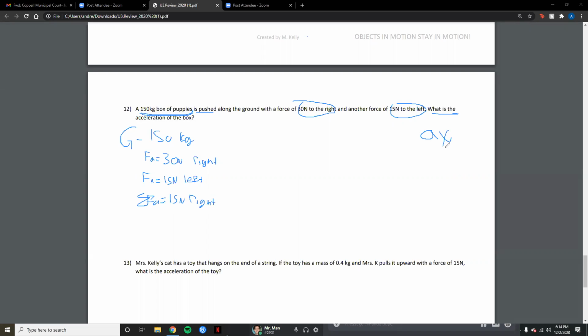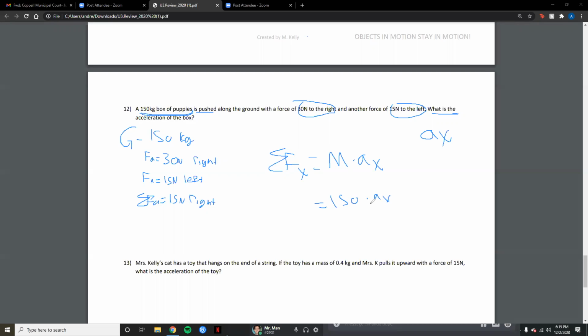All right, so let me think. Sum of forces in x equals mass times acceleration, right? So we have mass, which is 150, times A of x. And then we have the sum of forces. Wait, let me think about this. There's no F of f, is there?